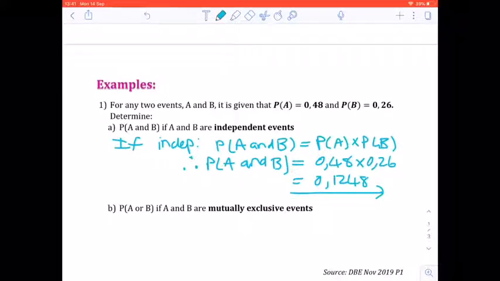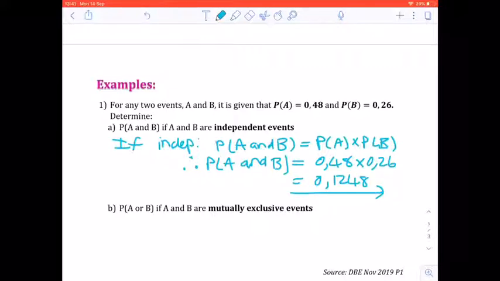Whereas other types of questions might ask you to prove or to assess if it's independent or not, in which case you would assess the left-hand side of that formula and the right-hand side of that formula. Okay, question B, the probability of A or B if A and B are mutually exclusive events.